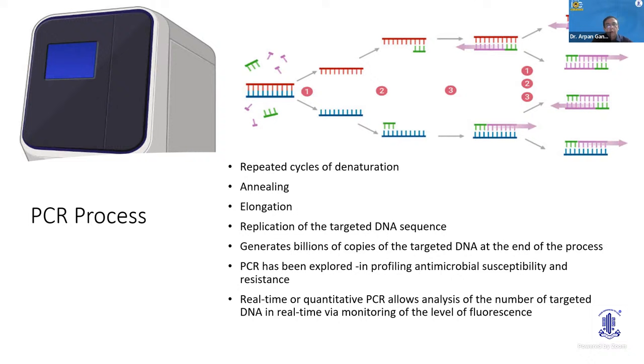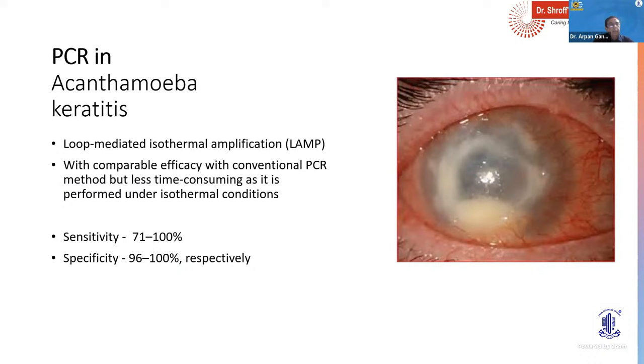It has been explored in profiling antimicrobial susceptibility and resistance. Real-time PCR, or quantitative PCR, allows analysis of the number of targeted DNA copies in real time while monitoring at the level of fluorescence. PCR in Acanthamoeba keratitis, loop-mediated isothermal amplification has been used for this. We also saw the extreme role of confocal and clinical correlation in this. So I guess a whole process of combining all these, apart from the clinical examination, is what is really important. It has a sensitivity of between 71 to 100% with a specificity which is very high, above 95%.